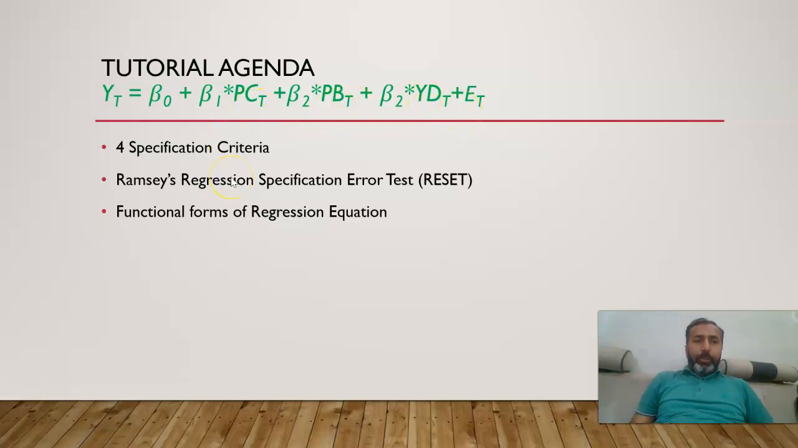Then in the second step, we shall discuss how the Ramsey regression specification error test works, what its equation is, what its null hypothesis and alternative hypothesis are, how this test is run in EViews, and how the results of Ramsey regression specification error tests are interpreted. And in the end, we shall discuss different functional forms of the regression equation.